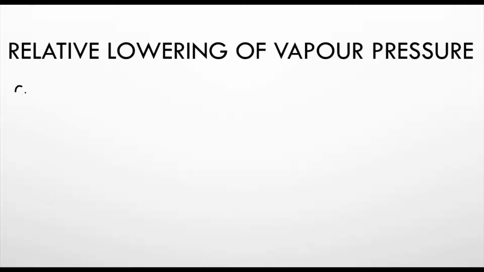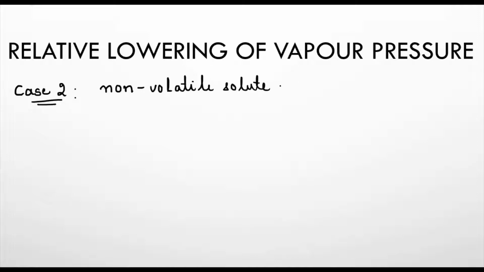In our first case of Raoult's law, we had discussed what will happen if both solute and solvent are volatile. Now here we will be discussing our second case, where we have a non-volatile solute and a volatile solvent. Now let us take an example.